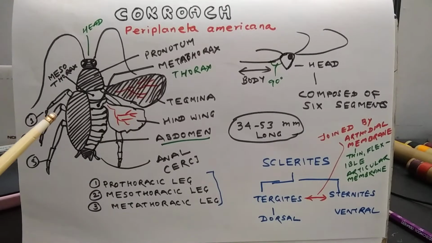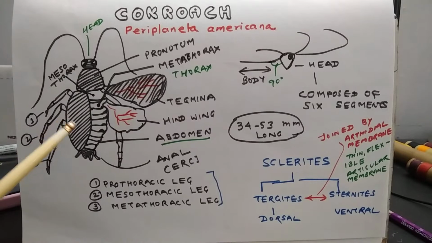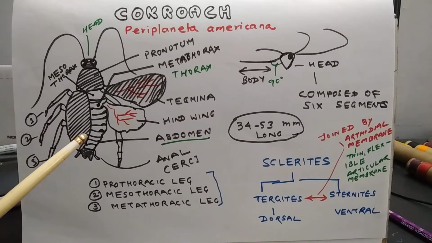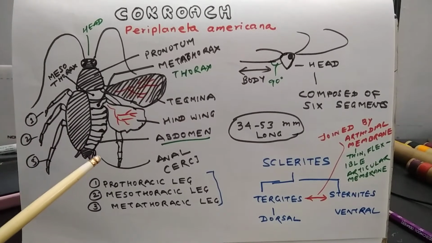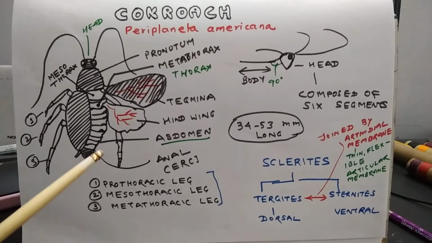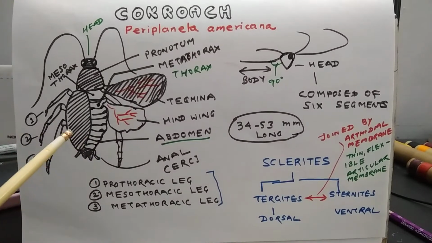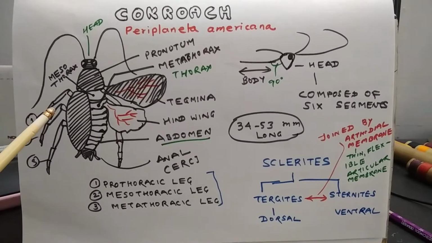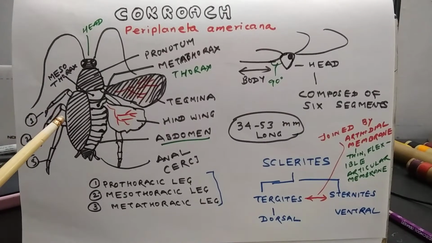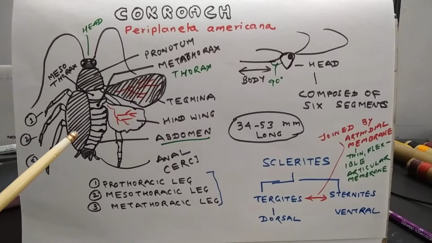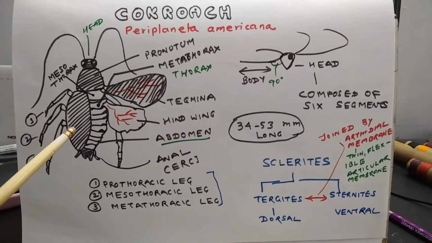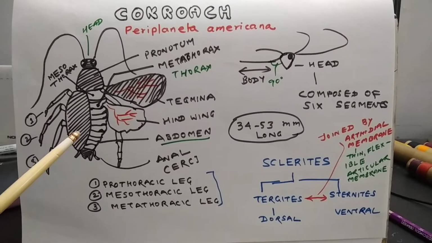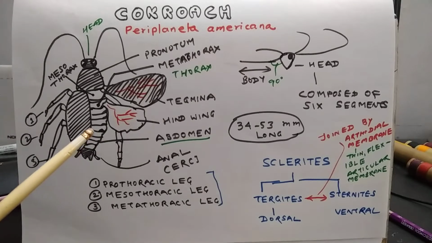There are 2 pairs of wings in cockroach. The fore wings come out from the mesothorax and the hind wings come out from the metathorax. The fore wings are darker in color, somewhat stronger and tougher, and the hind wings are transparent in color, somewhat fragile compared to the fore wings.